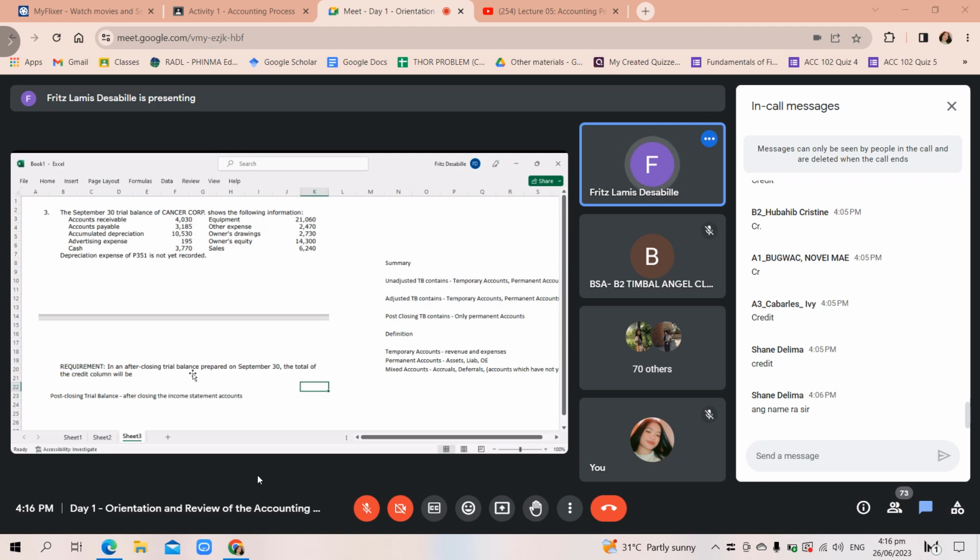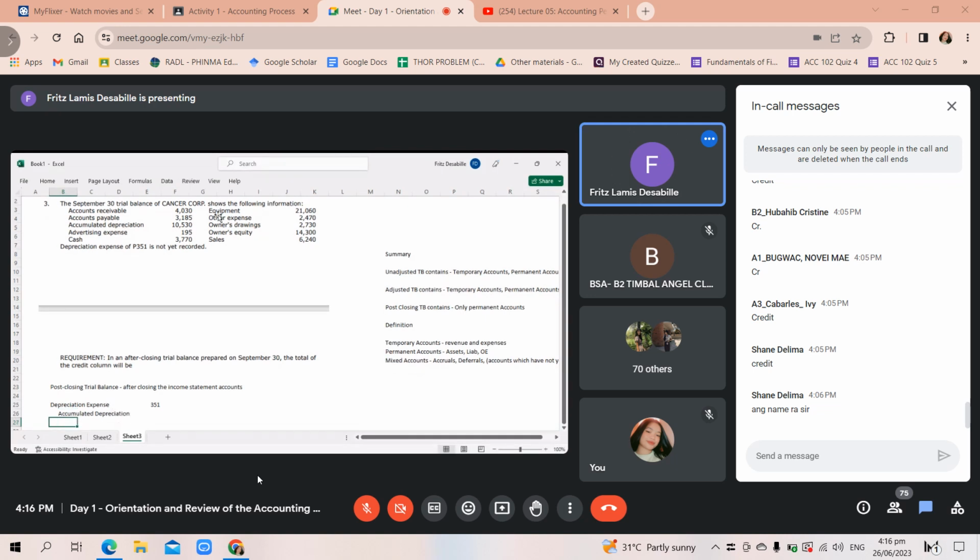Okay, so let's go. So again, first, let's do adjustments. Adjusting entry: depreciation expense of 351 is not yet recorded. So debit depreciation expense, 351. Credit accumulated depreciation, 351.